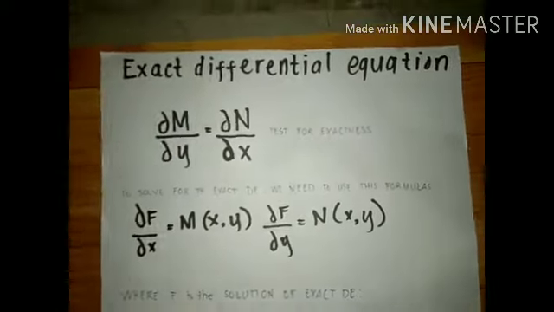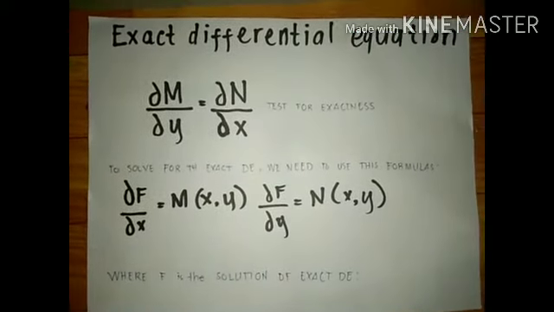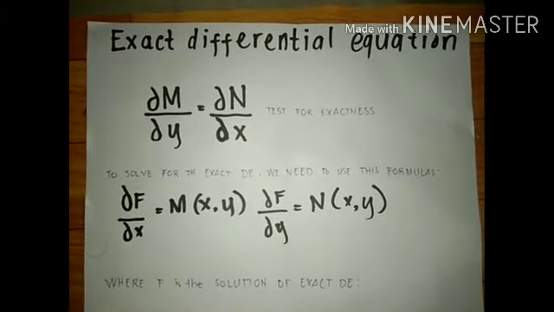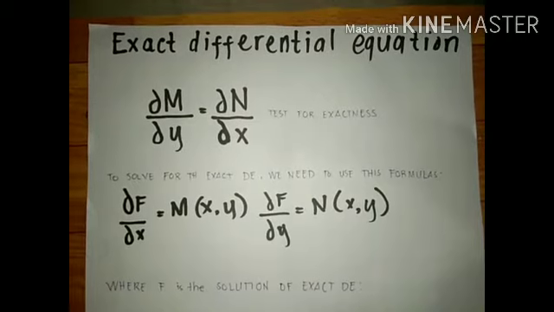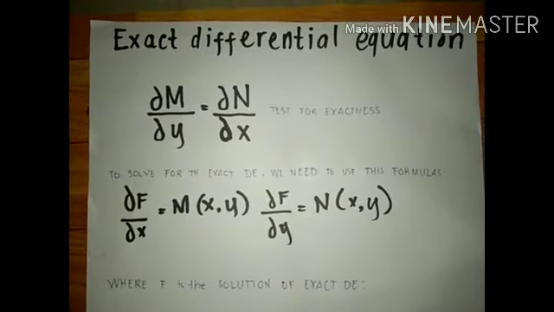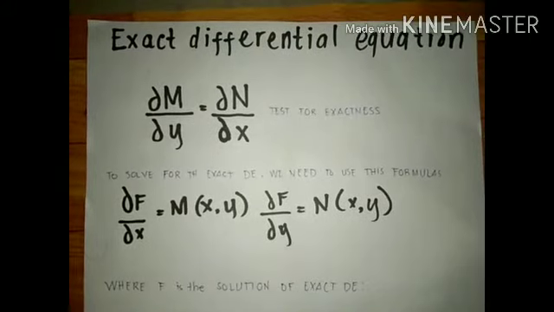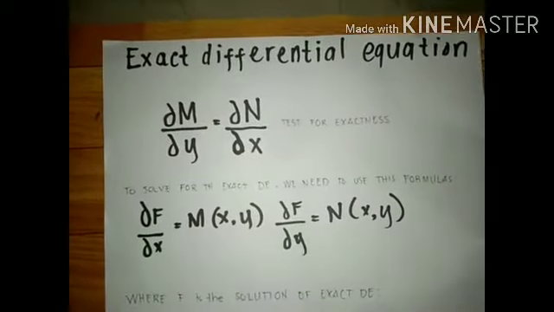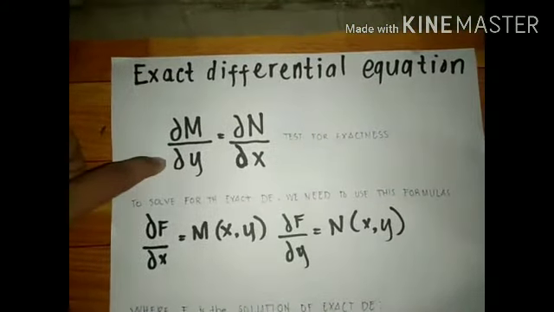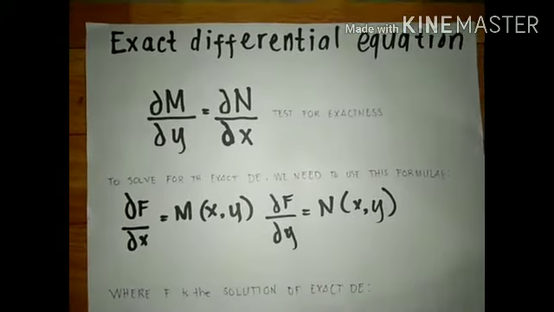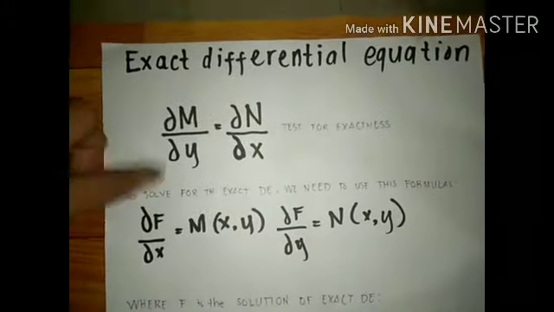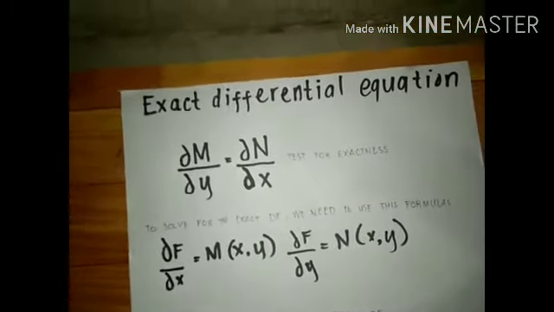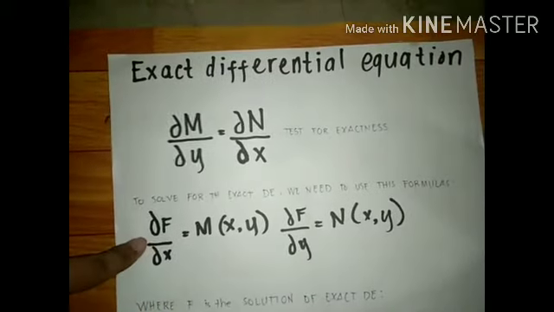So if we're going to test for exactness of a differential equation, we're going to use this formula. If the partial derivative of M with respect to y and the partial derivative of N with respect to x are equal, it means that the DE is said to be exact. So if we computed this to be equal in our differential equation, we're going to use the next formula.